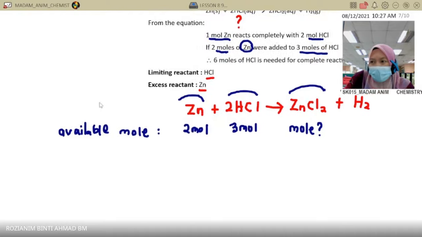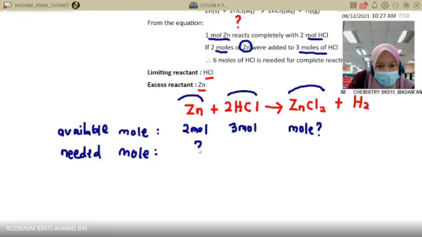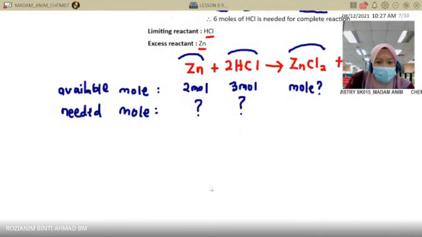Tetapi, what should you do during the process involved? Okay, kita kena cari mol needed. Needed mol. Daripada konsep stoichiometry. Berapakah mol needed ini untuk kita trace? Siapa limiting reactant, siapa excess reactant according to the stoichiometry. Okay, how? Okay, so kita pergi kepada stoichiometry.